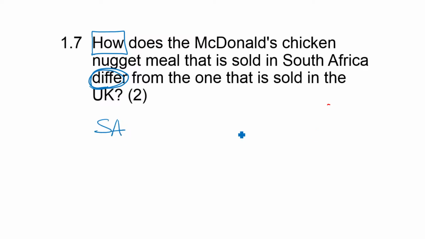So you would firstly have to go back to see what the chicken nugget meal is like in South Africa and what it is like in the UK. And I remember from the passage that this one is a whole lot saltier. Yes, it's got a lot more salt in it. But is that all we're saying? Do they want anything more?